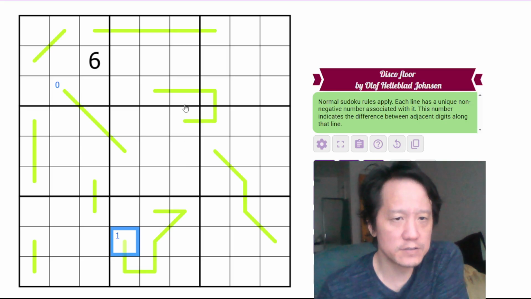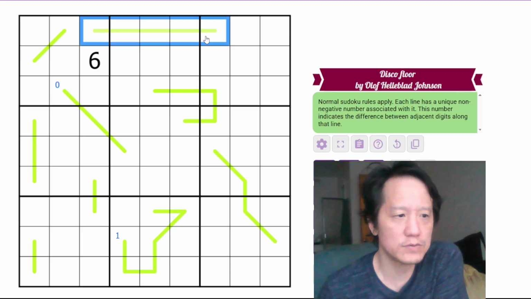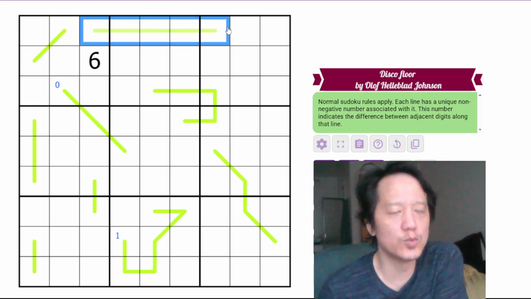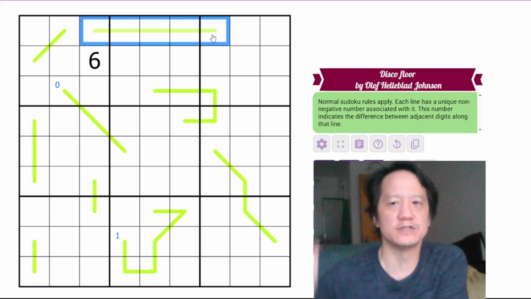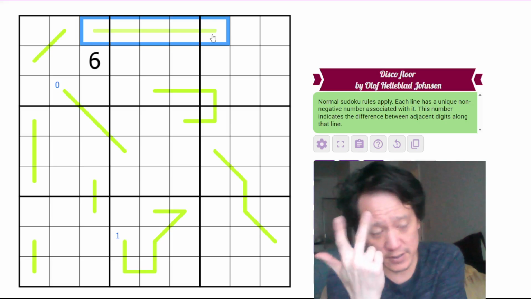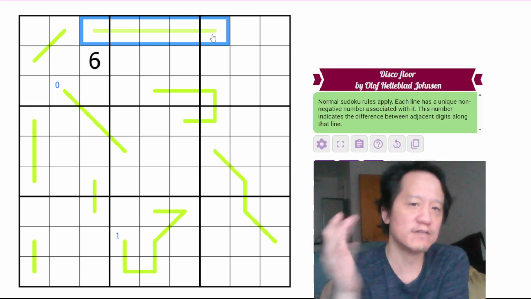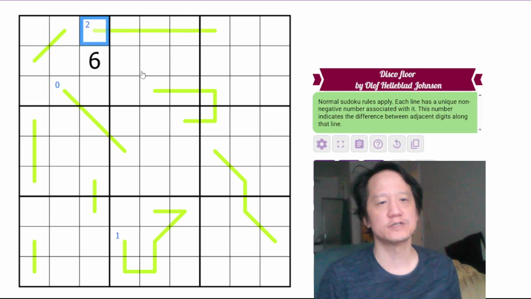2 lines. This has to be 2. It can't be 0 or 1 anymore. It can't be 3 because that would be 1, 4, 7, and then you have 10, and these are all unique. So this has to be the 2.